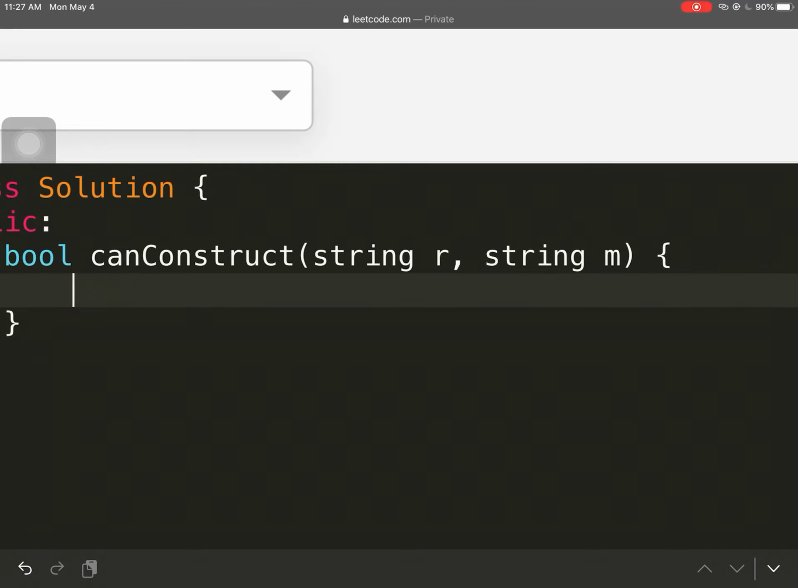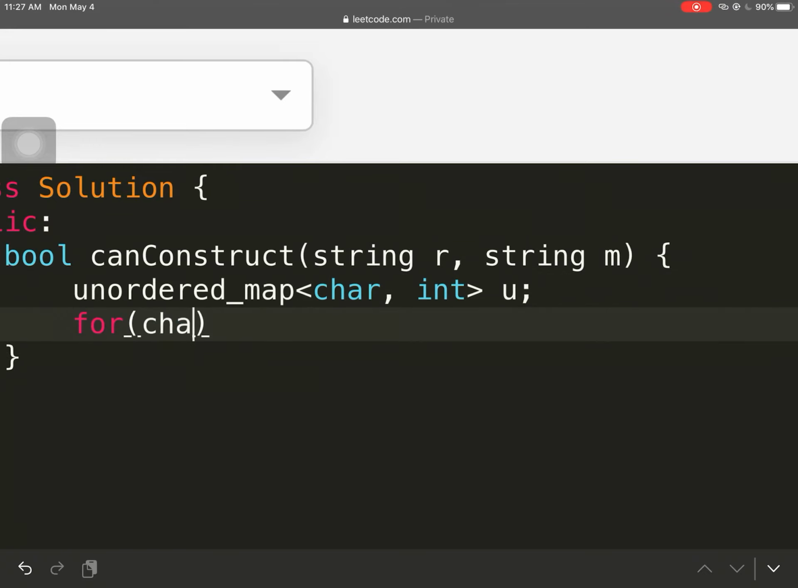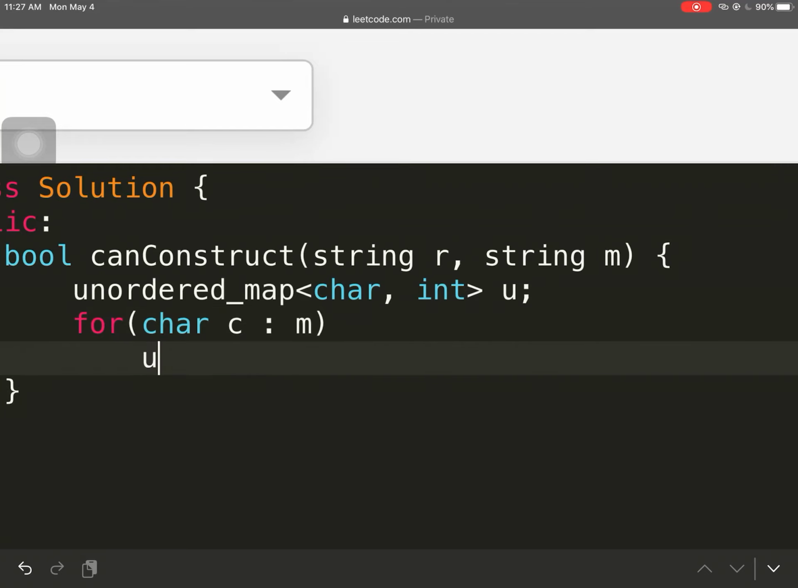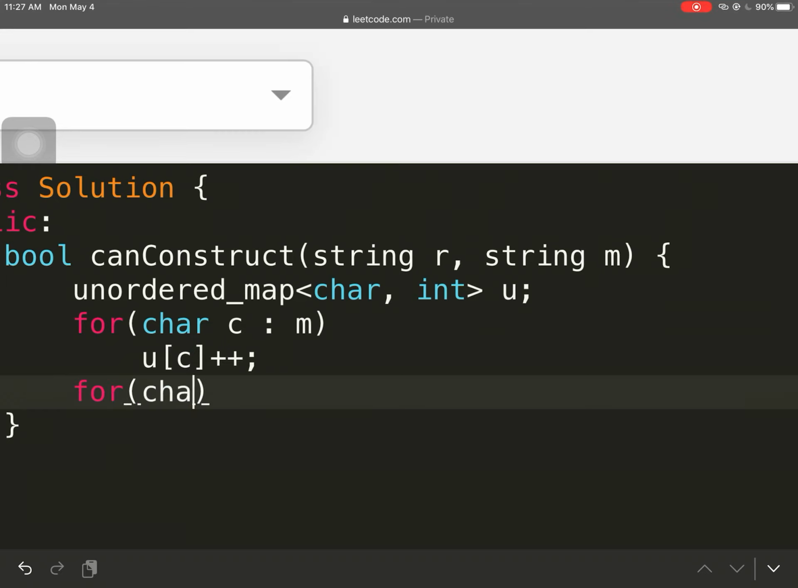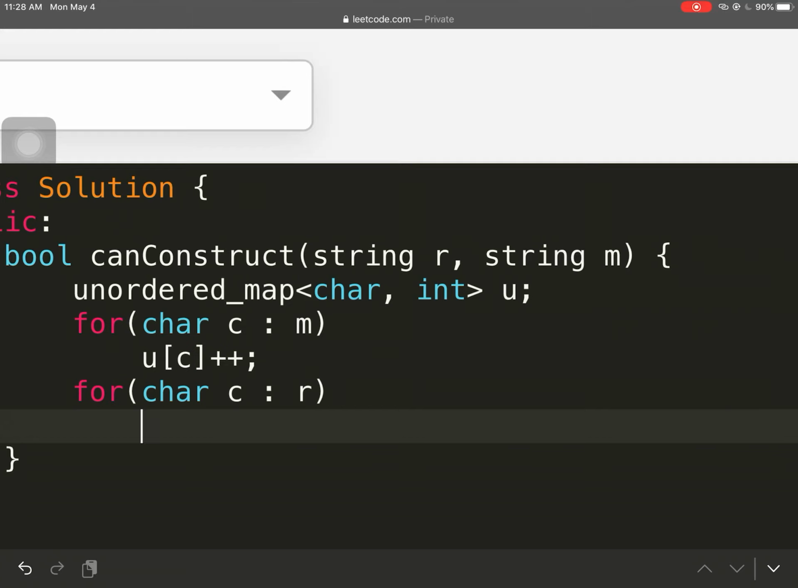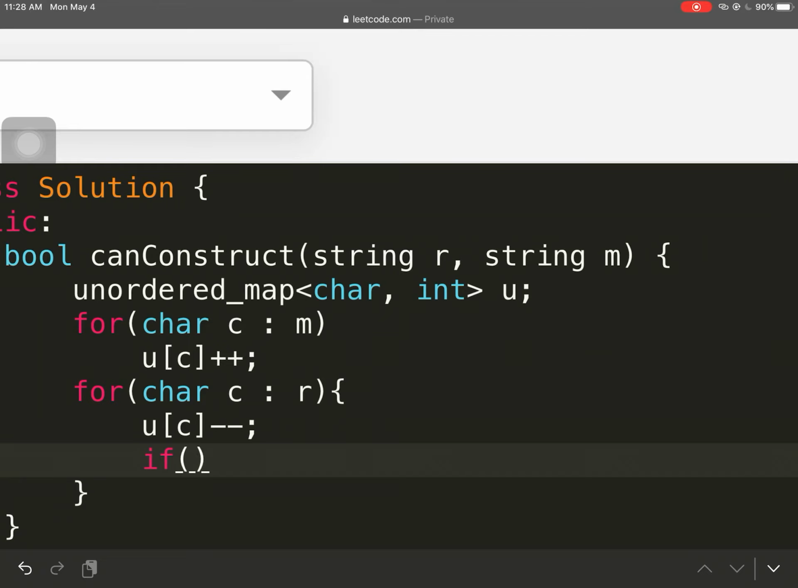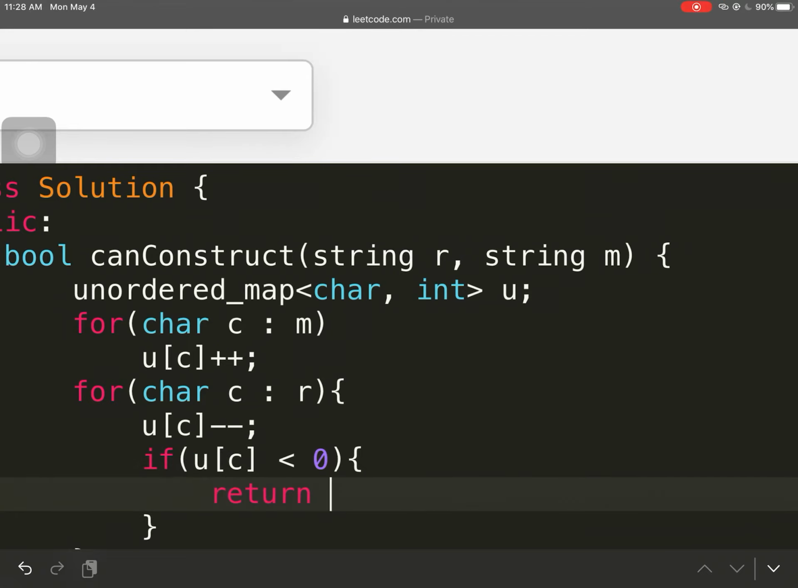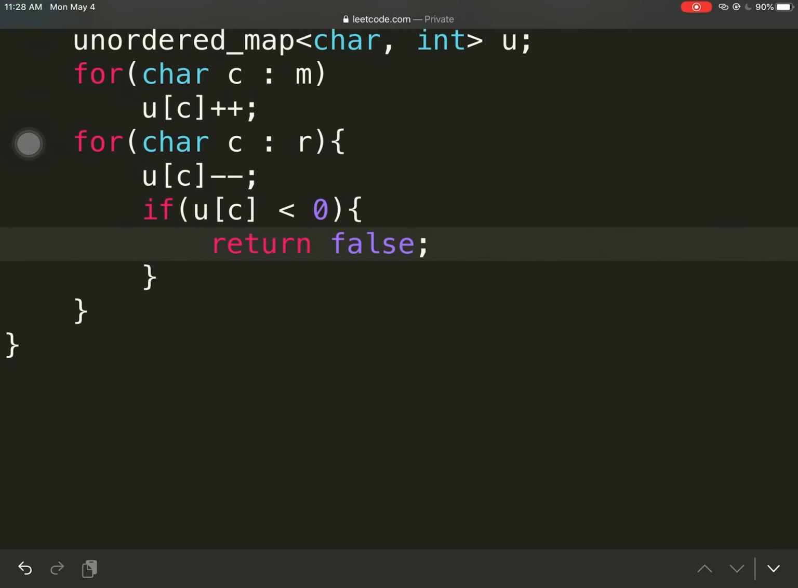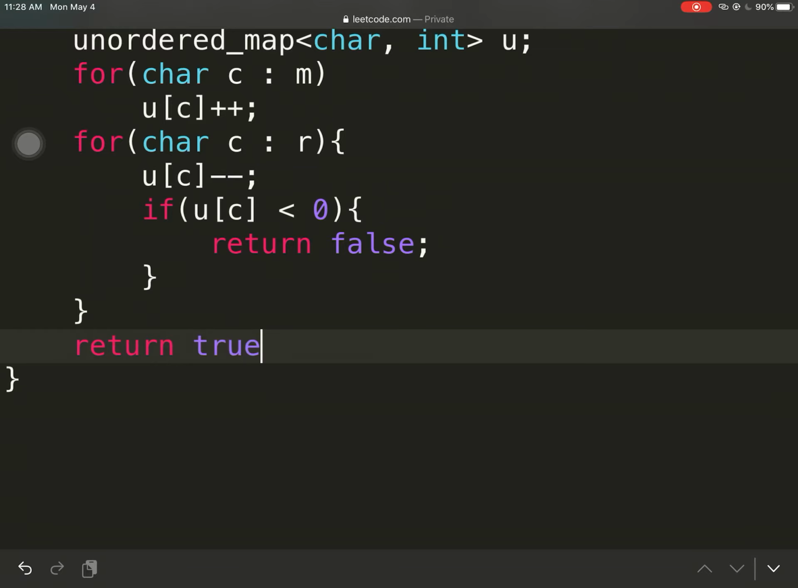So yes, first we still use an unordered map to count the frequency of the characters, and then first iterate through the magazine, and then iterate through the ransom note. So we decrease the character count from the magazine, which symbolizes that we use the character to construct the ransom note. If UC is less than zero, then return false, which symbolizes that we cannot use more to construct. We do not have a sufficient amount to construct the ransom note. And return true.